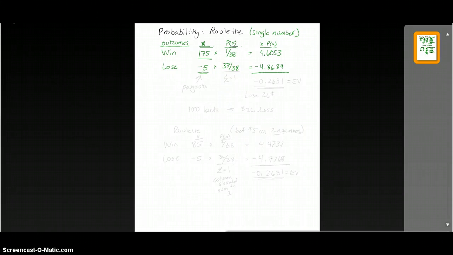So we'll do x times p of x and sum them down, and we get negative 0.2631, and that's the expected value. So every time you go up to play roulette, you're expected to lose 26 cents. The extension to this problem that a lot of ours in our book do is part B: what if I made 100 bets? What would be my loss? We'd say for a total of $26, if I stood there and made 100 bets, that is what I would lose during that time.